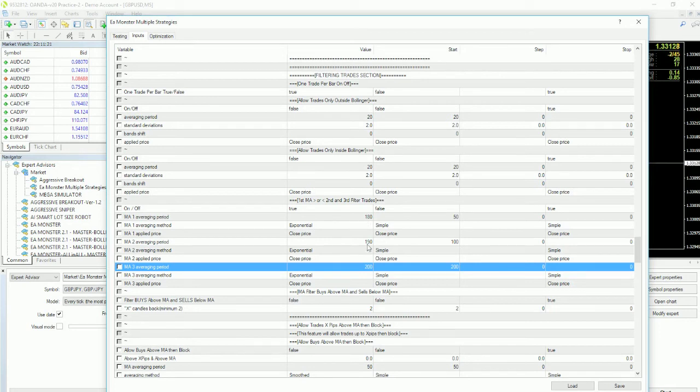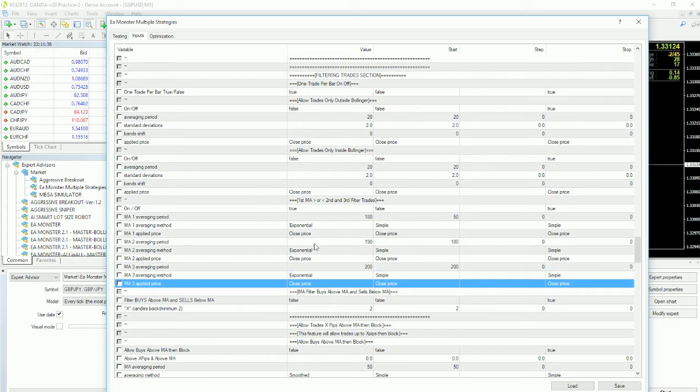We got, let's say, a 180 period exponential, 190, 200. If the 200 is above the 190 and the 190 is above the 180, it's going to allow buy trades. If it's the opposite order, it's going to allow sell trades.